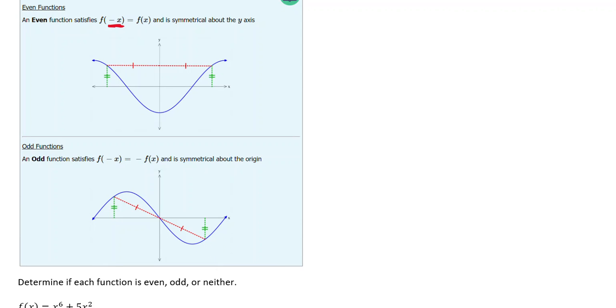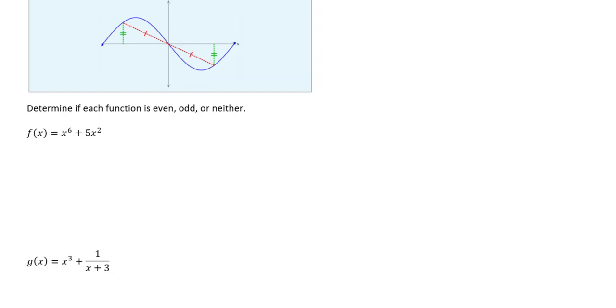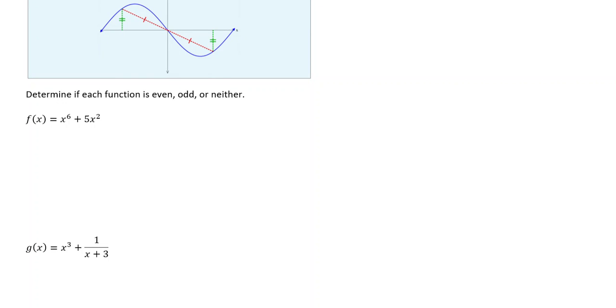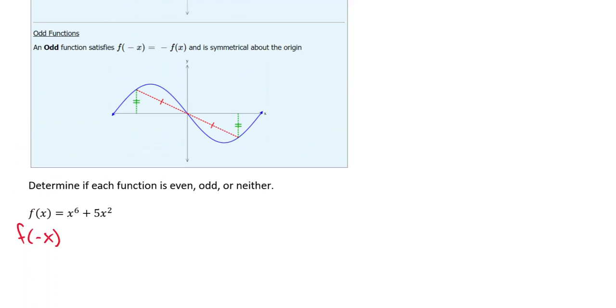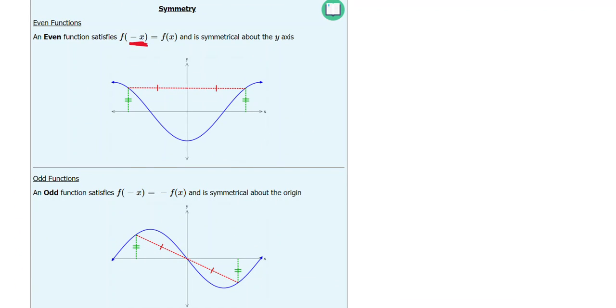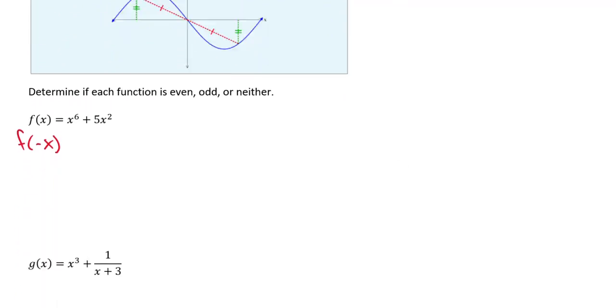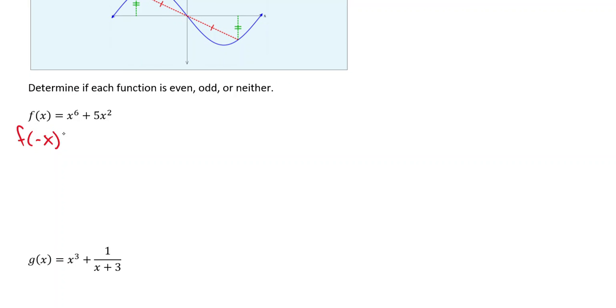From there, let's look at some functions and determine whether they're even, odd, or neither. How do we tell? We just plug in f of negative x, just like we saw, because that's what we did in both of these. We plug in negative x and see what we get out. If we end up getting the exact same function as we started with, then it's even. If we get the negative version of what we started with, then it's odd. So f of negative x is equal to, and what we're doing here is putting in negative x everywhere there was an x in the original function.